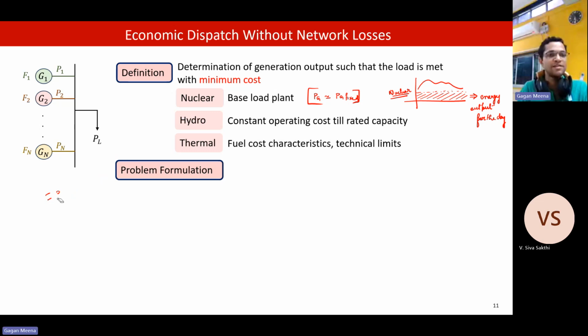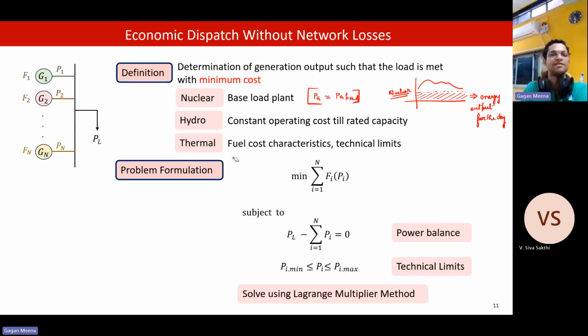The problem formulation for economic dispatch is like this. We want to minimize the overall cost, the total cost of generation. Let's say we have n generators, so we need to sum the cost of all the generators, 1 to n. Subject to, we have these two constraints.